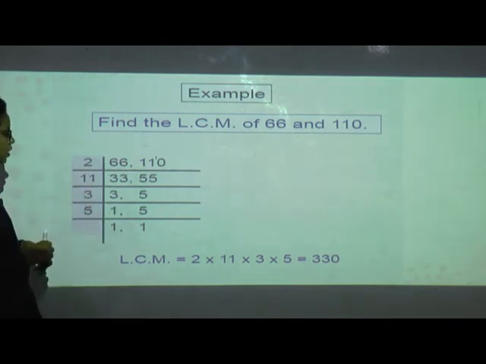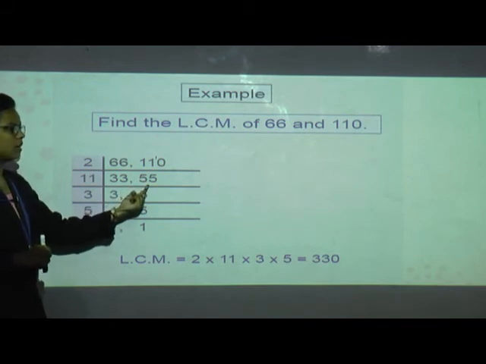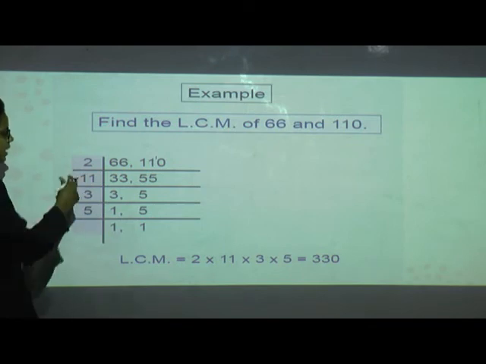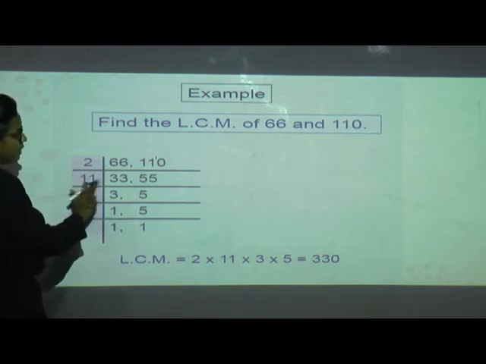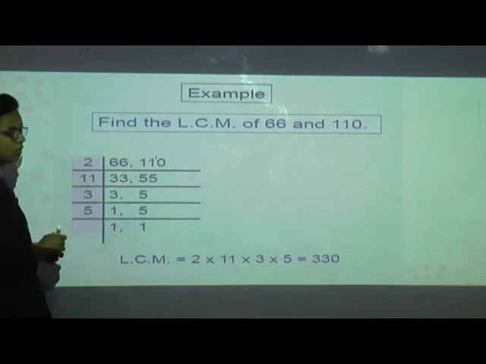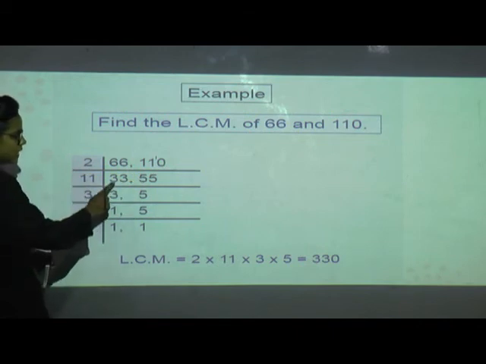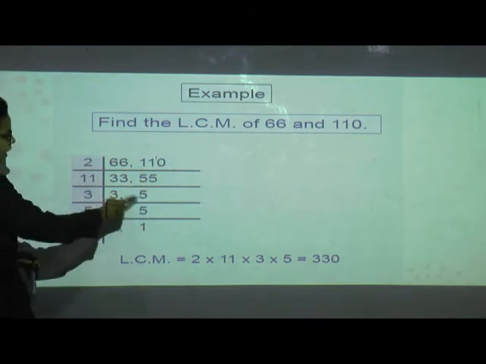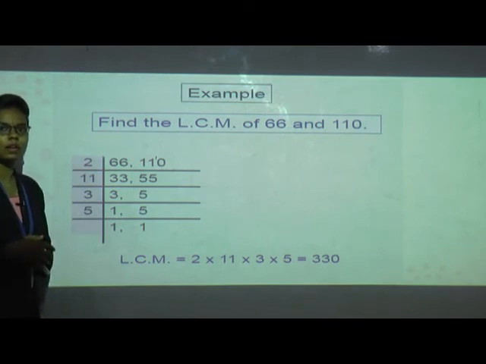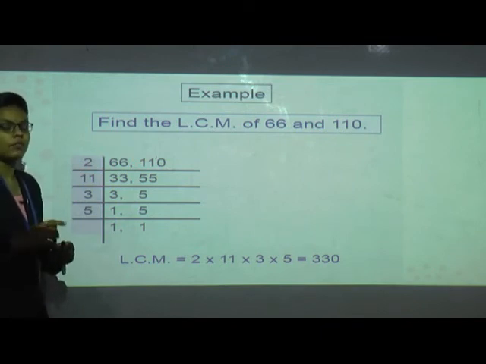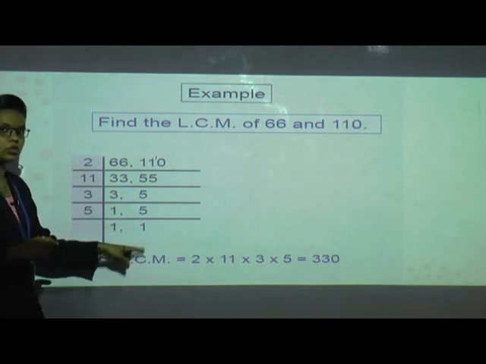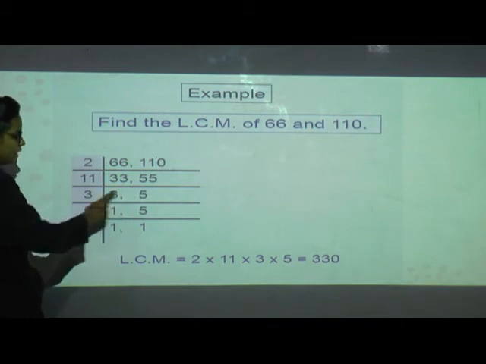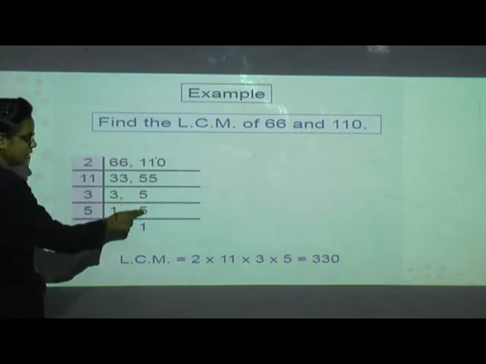Now we got the numbers 33 and 55. These are divisible by which prime number? 11. So we take 11. 11 threes are 33 and 11 fives are 55. Now 3 and 5 are themselves prime numbers, so we have to divide till we get 1. First 3 ones are 3, and 5, which is not divisible by 3, we keep as it is.